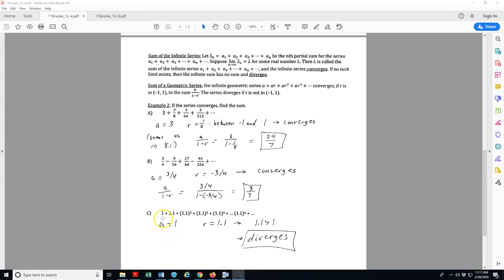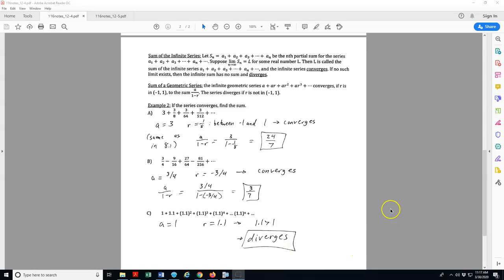My third example here, again, a is the first term, which is 1. R is here, since you can see the 1.1 to a power, it's hopefully pretty clear that 1.1 is my r value. Now 1.1 is bigger than 1, so it is not in this interval -1 to 1. That means this diverges. We don't need to do anything else. My answer for this type of problem is simply the series diverges.